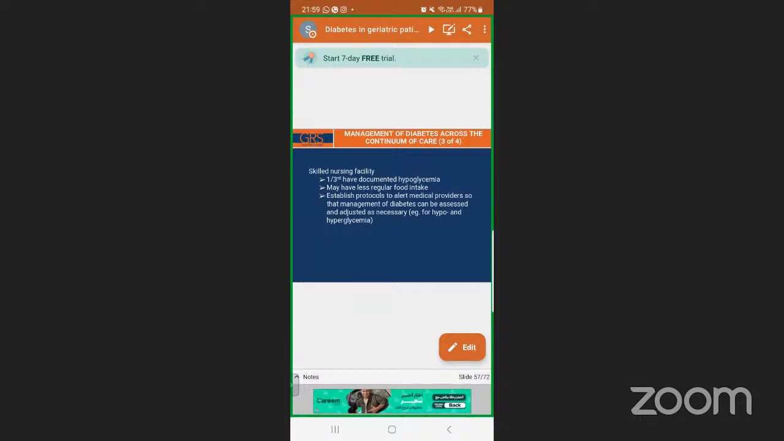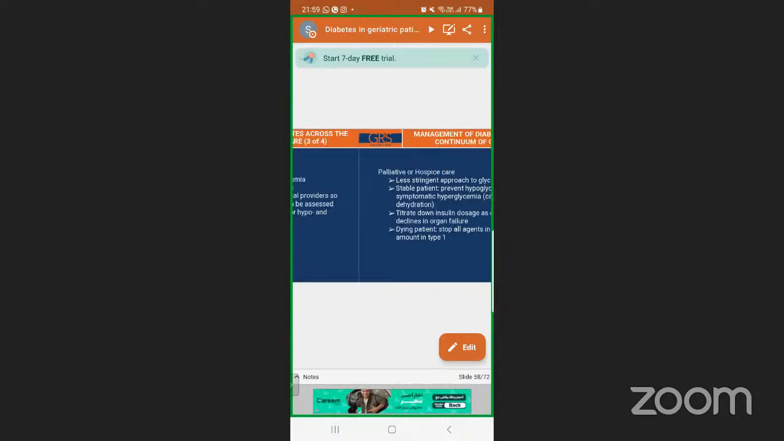In skilled nursing facilities, 1/3 of the patients have documented hypoglycemia. It could be due to less regular food intake. So establishing protocol to alert medical providers so that management of diabetes can be assessed and adjusted as necessary for hypo and hyperglycemia.